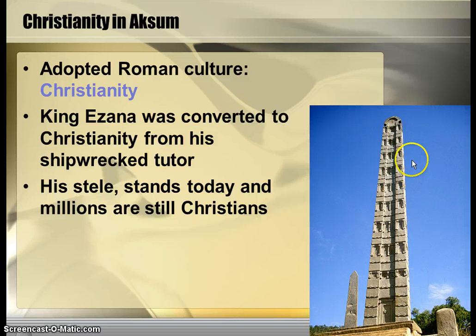the kingdom. This is a stele. A stele is like a large, flat carving. They can be a lot smaller than this, like a gravestone. Many gravestones are steles. But this is a very large one that stands today in his remembrance. Many people in this part of Africa are still Christian because of the influence from Axum. The second big idea that you should have for Axum is Christianity.